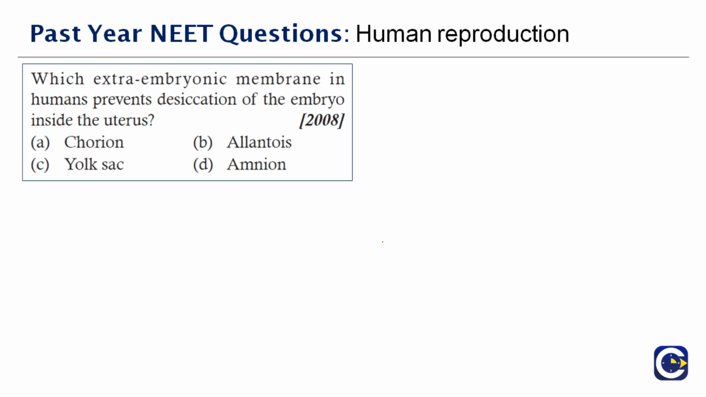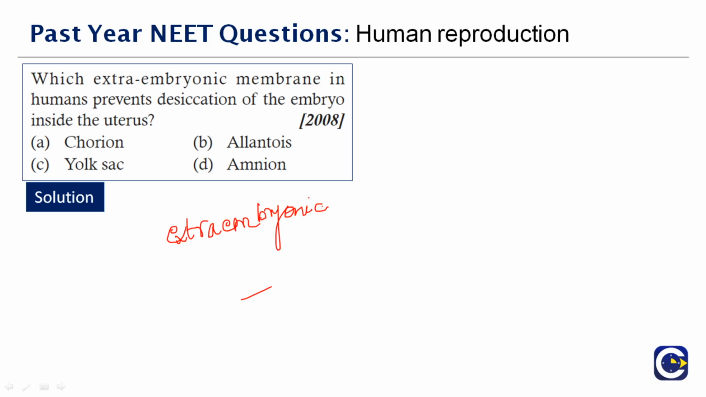Which extra embryonic membrane in humans prevents the desiccation of the embryo inside the uterus? What helps in that? It's the amnion. It is an extra embryonic membrane which in humans prevents the desiccation of the embryo inside the uterus.